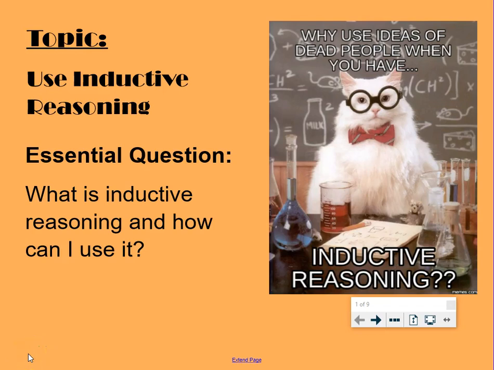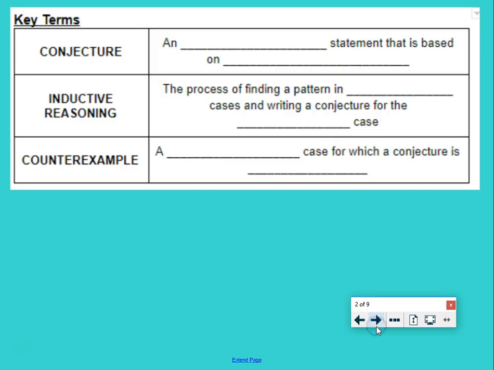Today, one of our topics is to use inductive reasoning. So our essential question is, what is inductive reasoning and how can I use it? First off, some key terms for you.